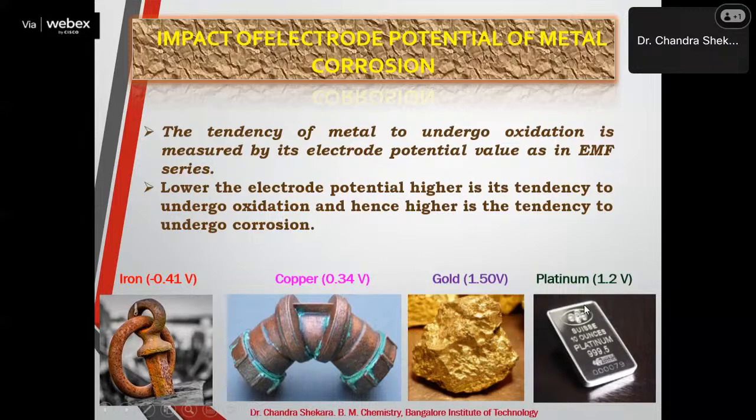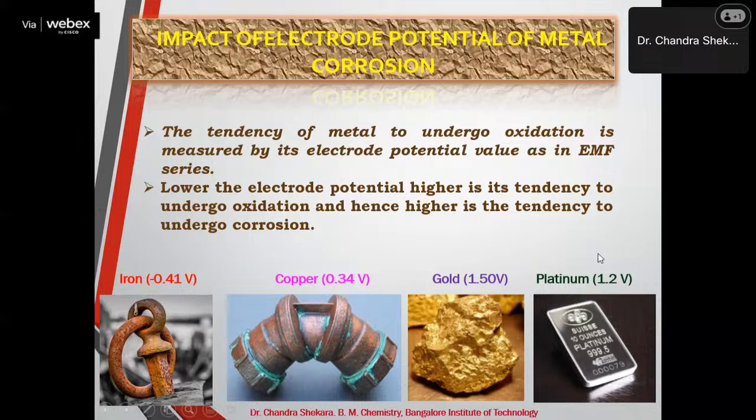Similarly is the platinum. That is mainly because the electrode potential of gold is 1.5 volts and that of platinum is 1.2 volts. They have very high positive potential values. The higher the positive potential value, the more is the tendency of metal to undergo reduction and the lesser is the tendency of metal to undergo oxidation. The lesser the tendency of metal to undergo oxidation, the lesser is the rate of corrosion of the metallic material. Therefore, gold, platinum, and silver metal, which have higher positive potential values, show very little tendency to undergo oxidation and very little tendency to undergo corrosion.